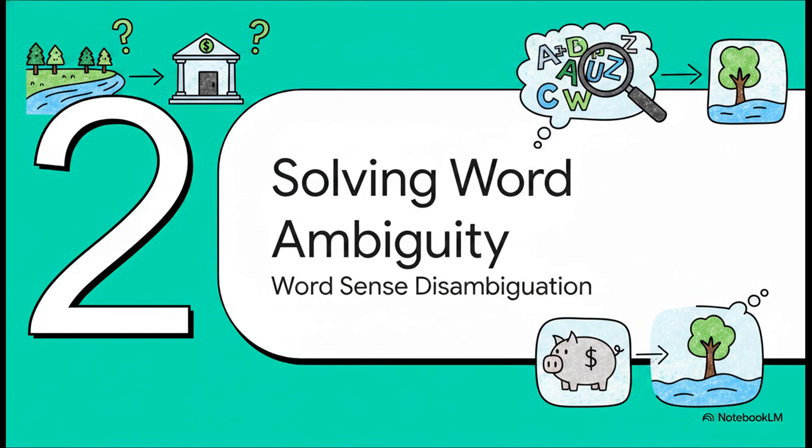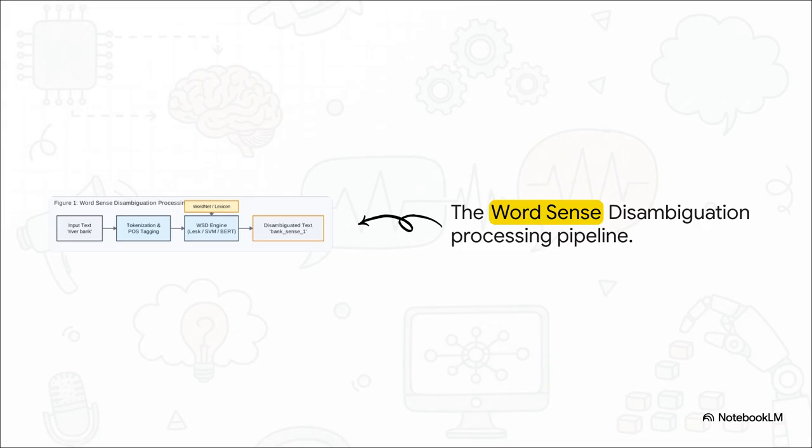Moving right along to Section 2, solving word ambiguity. Remember that bank problem we talked about? To tackle that, machines use a highly structured pipeline. We don't just shove raw text in and hope for the best. First, the input string goes through tokenization and part-of-speech tagging. Basically, the sentence gets chopped up into categorized pieces.